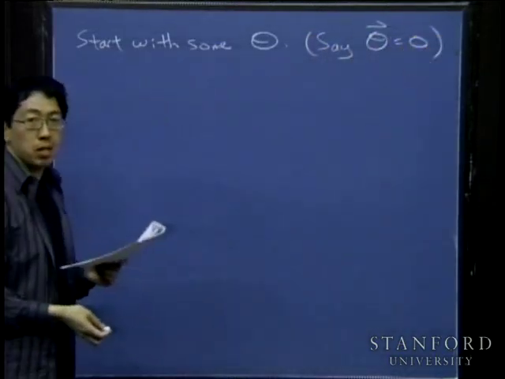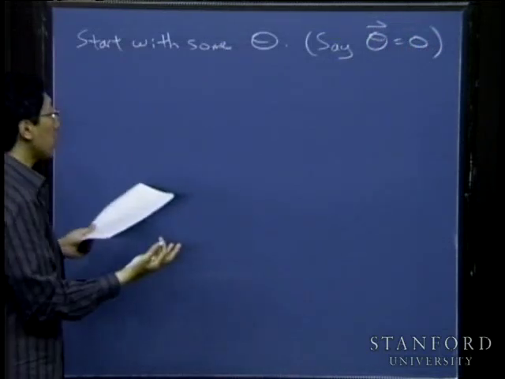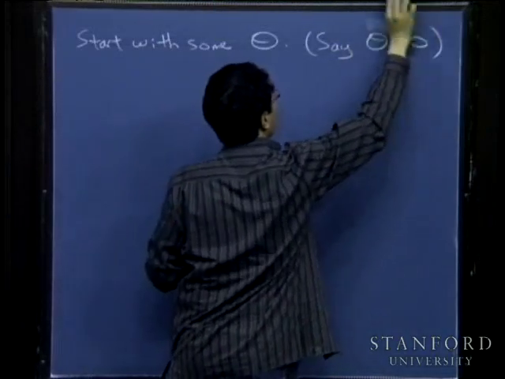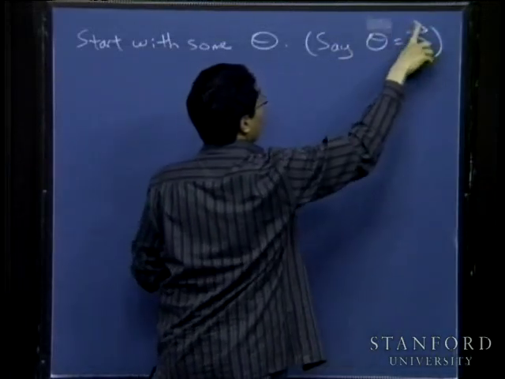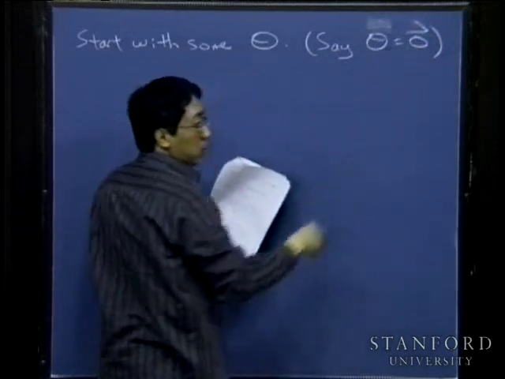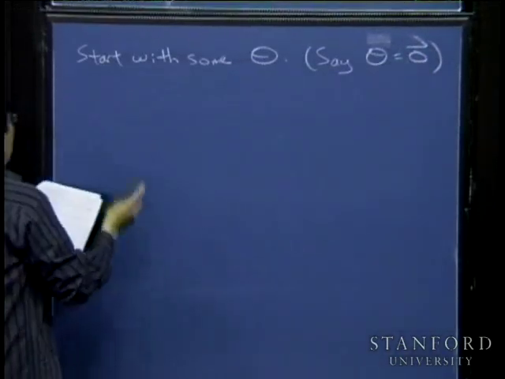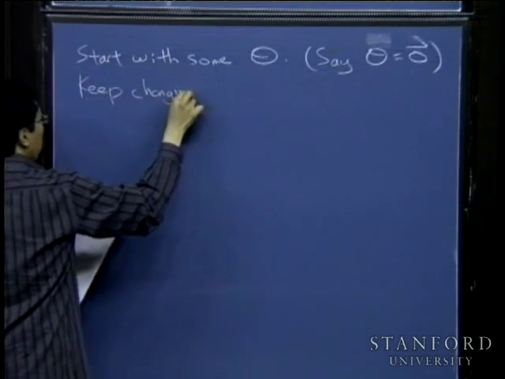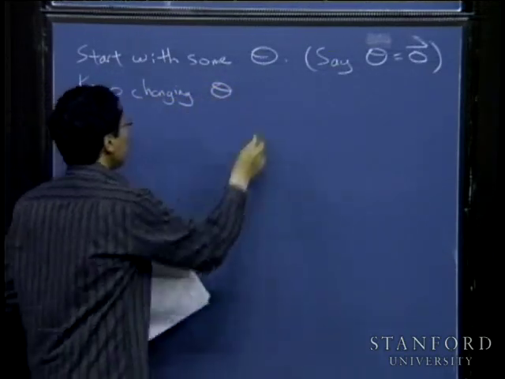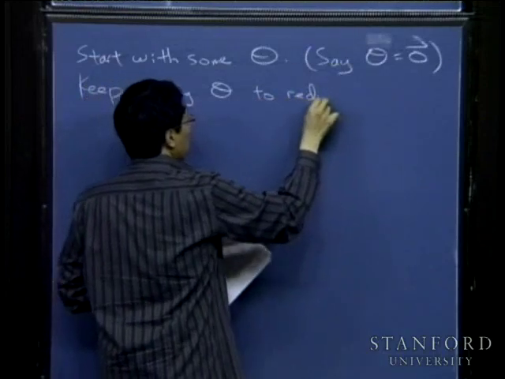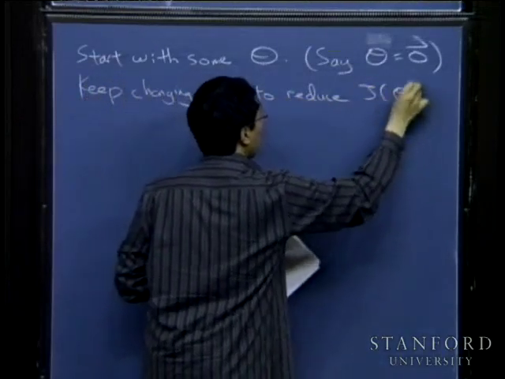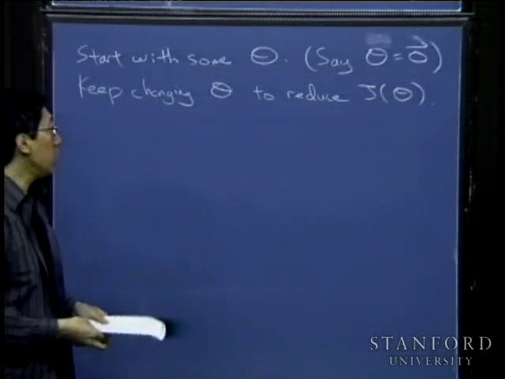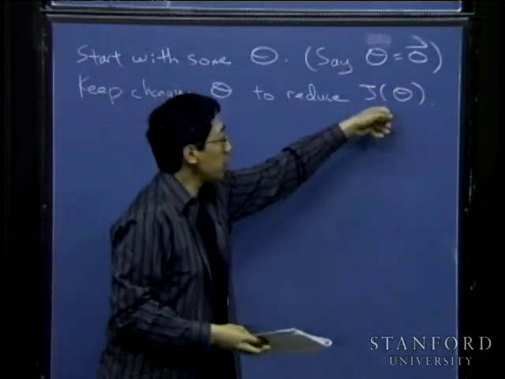Maybe initialize my parameter vector theta to be the vector of all zeros. I write 0 with an arrow on top to denote the vector of all zeros. And then we keep changing my parameter vector theta to reduce J of theta a little bit until we hopefully end up at the minimum with respect to theta of J of theta.